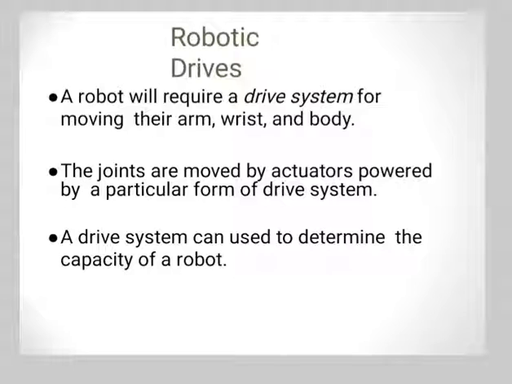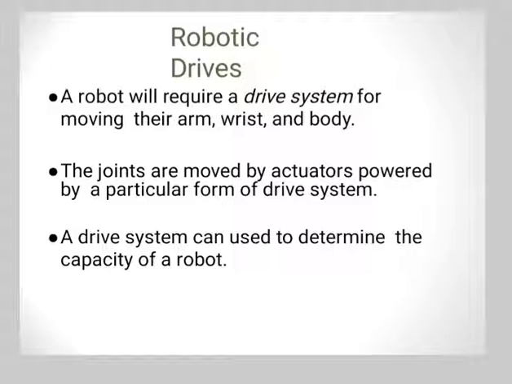A robot will require a drive system for moving its arm, wrist and body, and the joints are moved by the actuators powered by a particular form of drive system. The drive system can be used to determine the capacity of the robot. The drive system also determines the speed of the arm movement, the strength of the robot, the dynamic performance and, to some extent, the kinds of application.